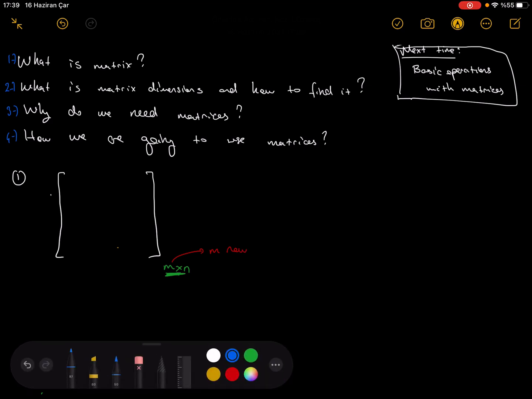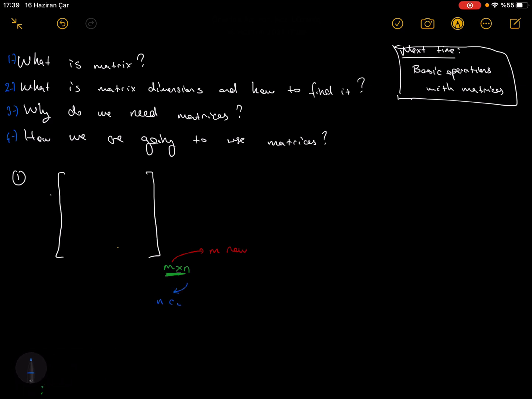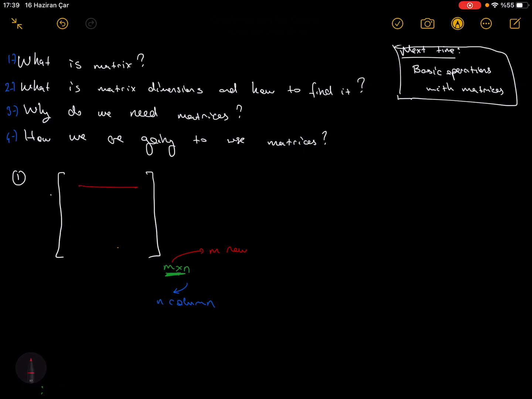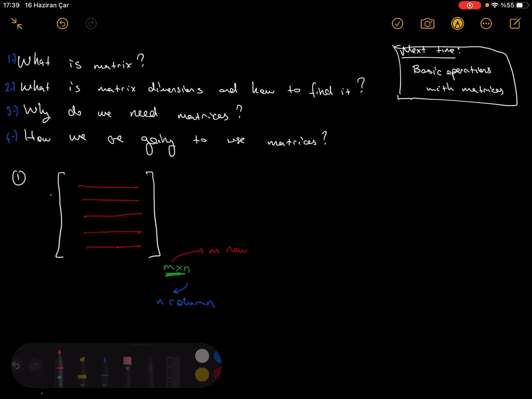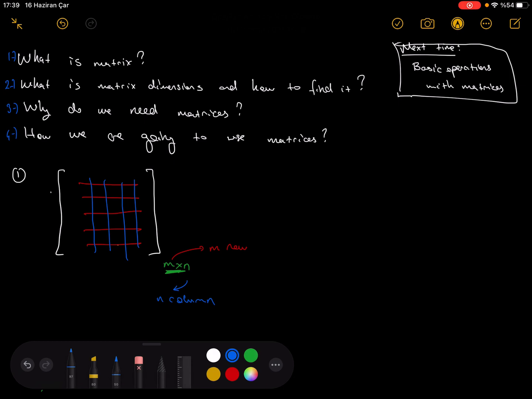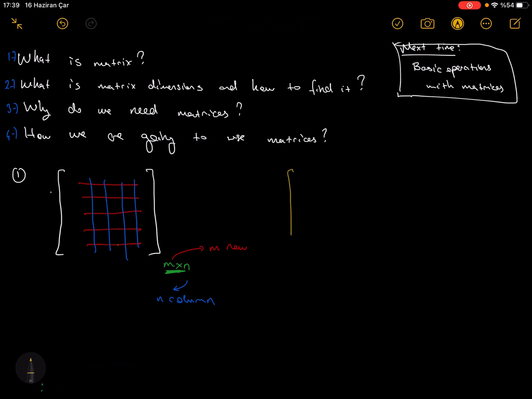and n columns. So we have to define what is the row and what is the column. The row is, this is it, the first row, the second row, the third row, the fourth one, the fifth one. And the column is the first column, the second column, the third column, the fourth column, and so on. To be concrete, for example, we have a matrix, right?